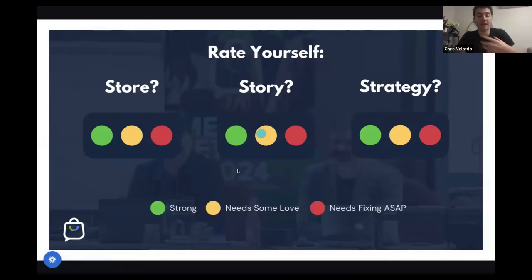Guys, I'm going to give you about a minute, and I want you to honestly rate yourselves in the chat. Let me know on each section, store, story, and strategy, like we've just gone through before. Where do you rate yourself? Is it a green, meaning you think you've got it nailed, to a yellow, which is, I think I can do better, or red, which is, I've got no idea, I need to fix this straight away.